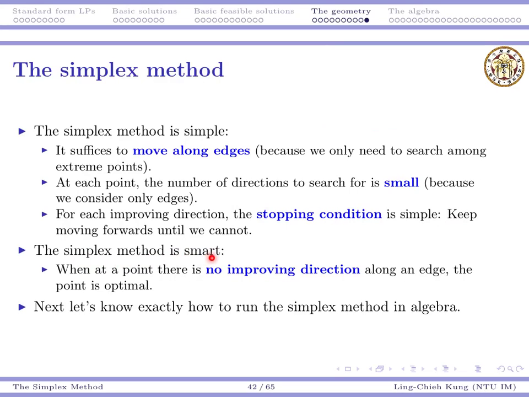The simplex method is also very smart because we have this optimality condition. When I get no improving direction, I know the point is optimal and I can stop. So now we have the idea about the simplex method. In the next video, let's see how to run the algorithm in algebra. We need to do calculations to get to the optimal solution. Eventually, you will see that's also not very hard. You just need to spend some time to become familiar with the process, with the intuition we gave you here. Thank you.